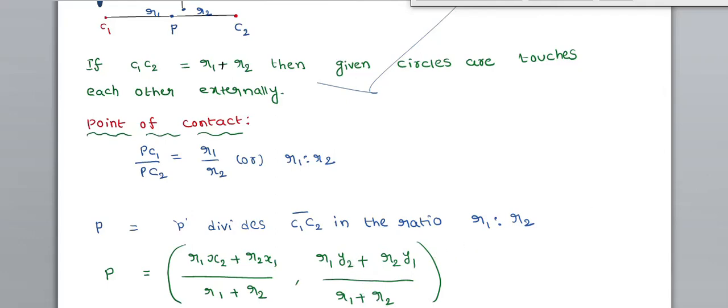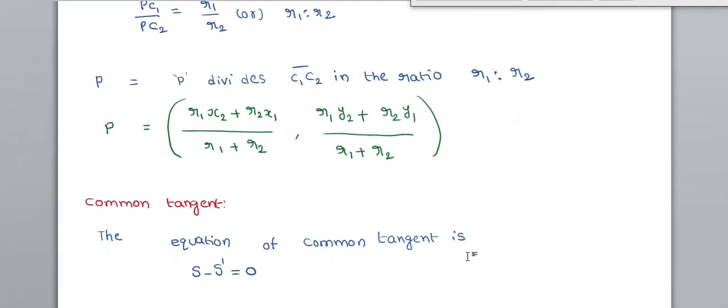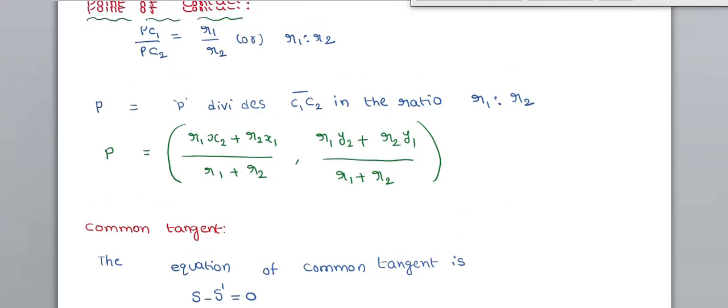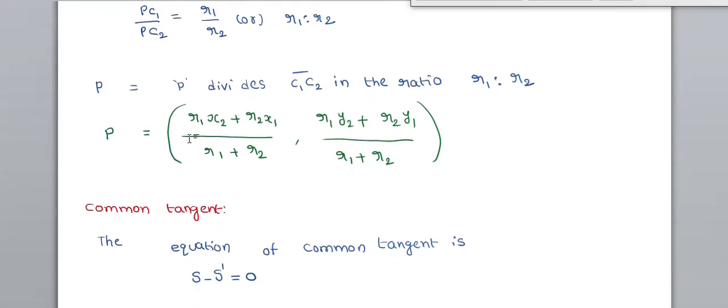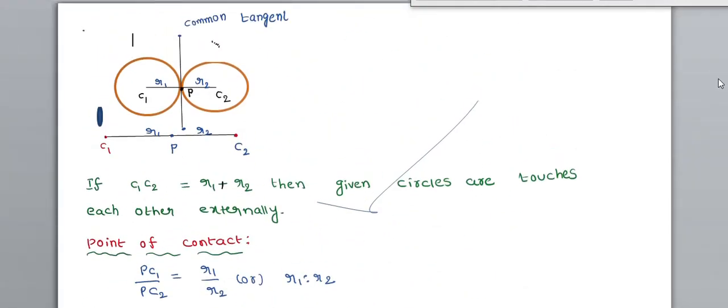The equation of common tangent is S minus S1 equal to 0. Okay, write down. This formula is very important. P is equal to R1 x2 plus R2 x1 by R1 plus R2, R1 y2 plus R2 y1 by R1 plus R2. Same as usual. Next, write down.